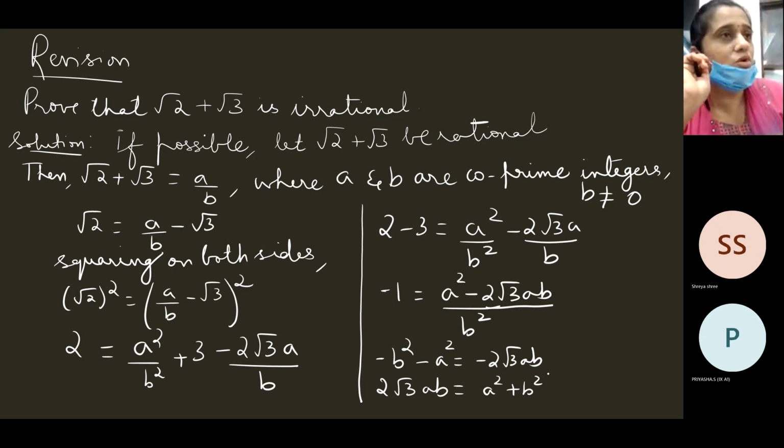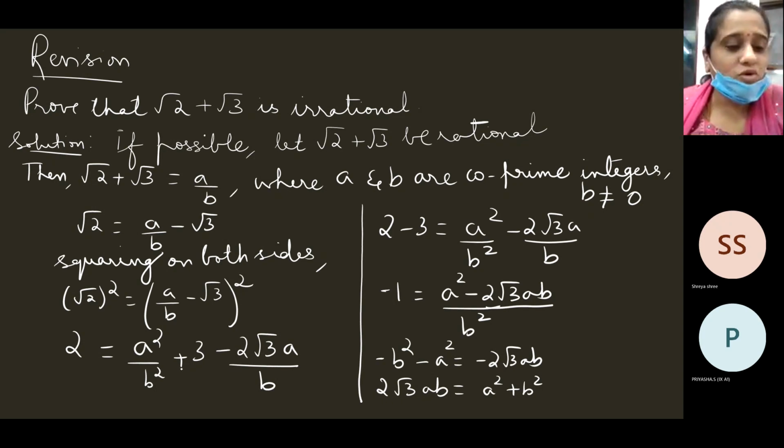So what happens? Root 2 the whole square is 2, and a by b minus root 3 the whole square is like x minus y the whole square. So x square is a square by b square, plus y square, which is root 3 the whole square, which is 3, minus 2xy, so 2 into root 3 into a by b. All right. Now you can see that the only irrational here is root 3. So now we're going to work so that we have root 3 on one side and all the others on the other side.